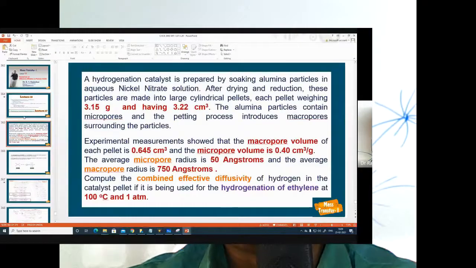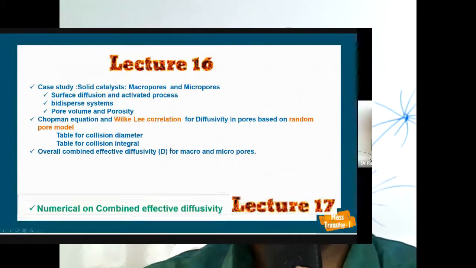In lecture number 16, we saw a case study of a solid catalyst, wherein when macropores and micropores are present, we defined the system as a bidisperse system, and how surface diffusion takes place under the activation process. We defined pore volume and porosity. We saw empirical equations to determine the diffusivity in pores based on the random pore model, and how to determine the combined overall effective diffusivity. We have seen the theory part of it.